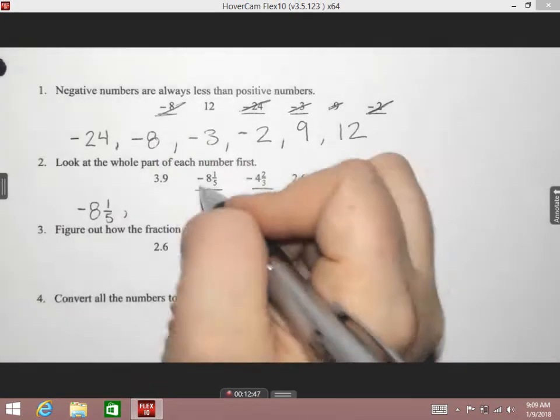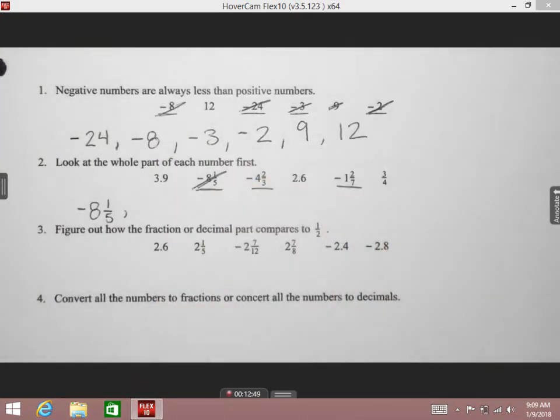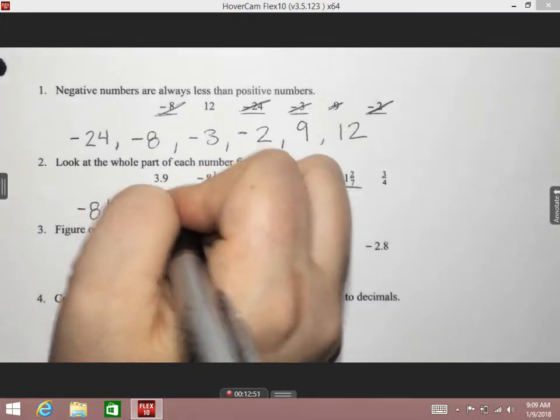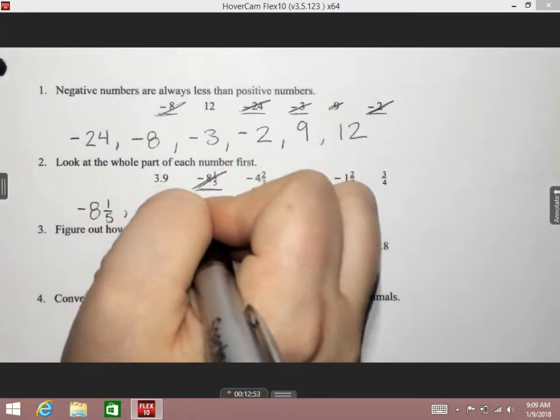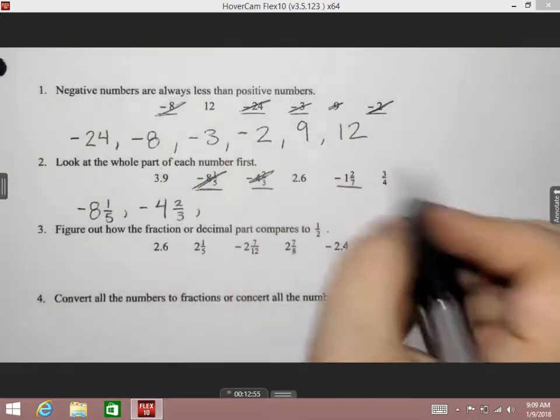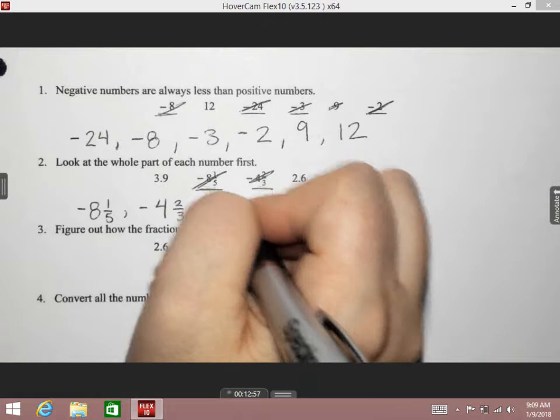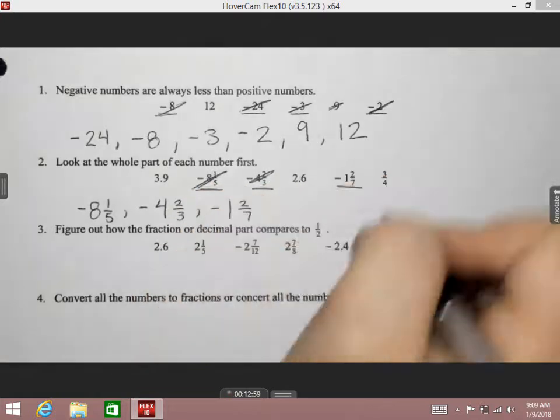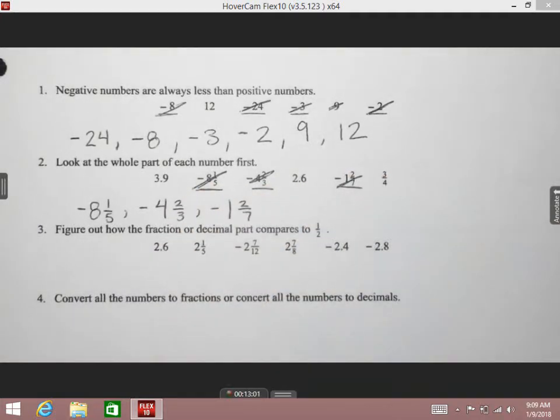Okay, so I'm going to go ahead and mark that one out. What's next, Gabriella? Negative 4 2/3. All right, so then my last negative left is negative 1 2/7. Guys, did I even have to worry about those fractions and decimals?